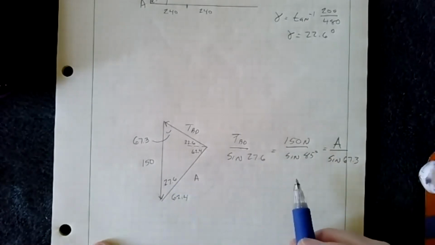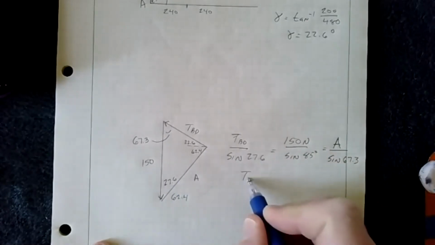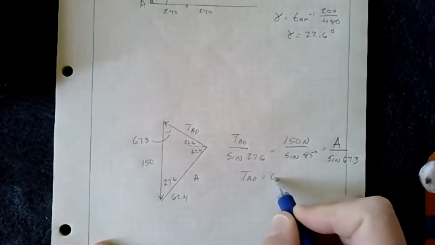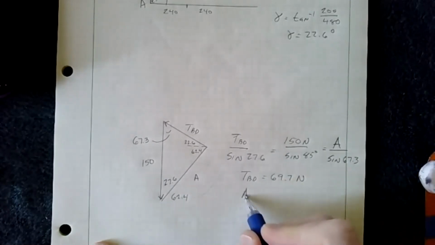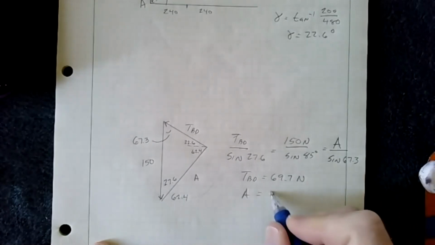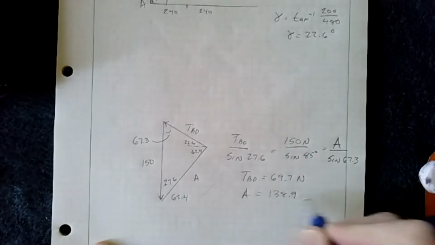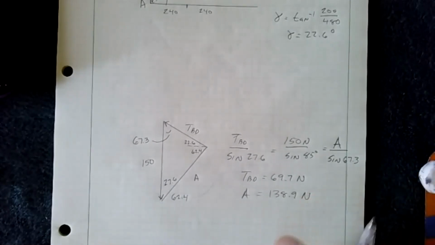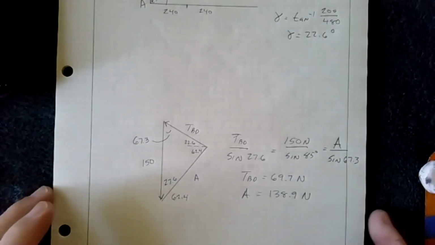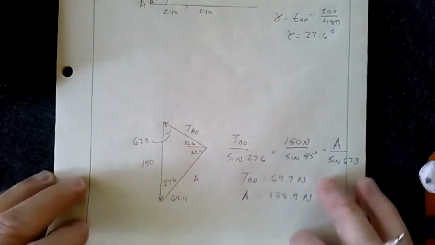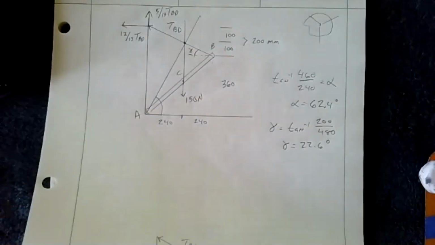So when I do the math, I end up with TBD equals 69.7 newtons, and A gives me a value of 138.9 newtons. And that's it. So that's one way to do this problem. We could also do it the other way using the conventional method, and that works just as fine also.